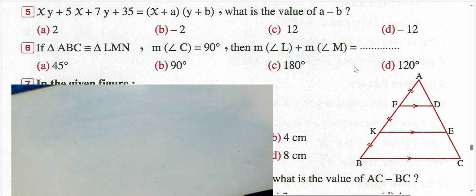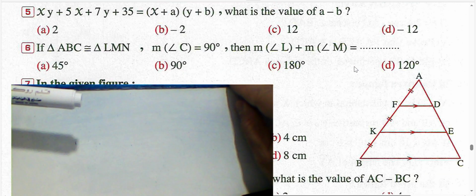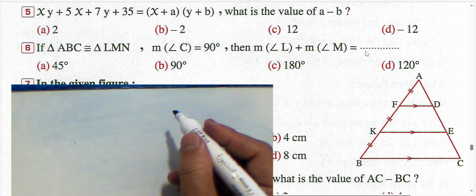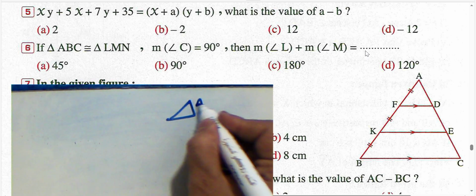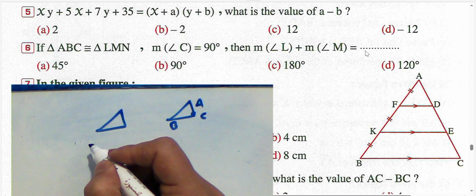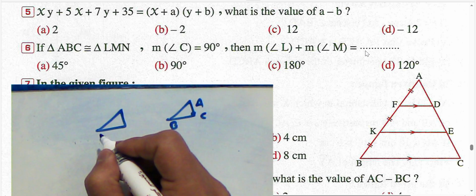Next question. Triangle ABC congruent triangle LMN. Measure of angle C is 90 degrees. Measure of angle L plus measure of angle M equal what? Equal 90 degrees also. We have a right angle triangle at C, ABC congruent triangle LMN.